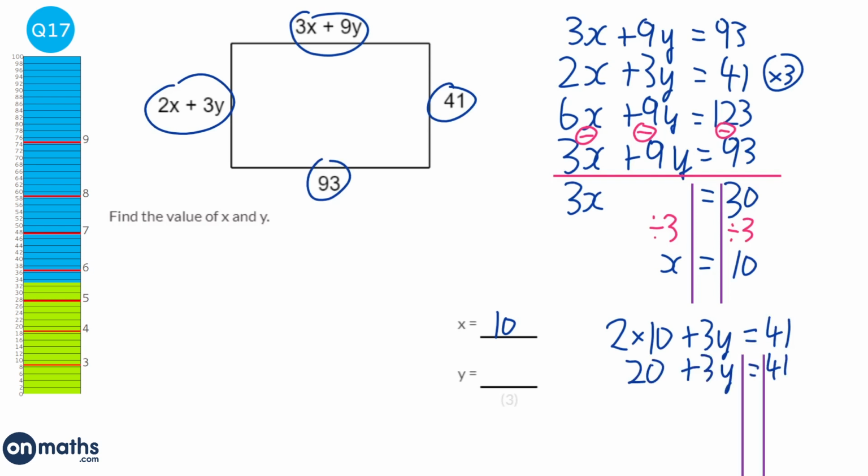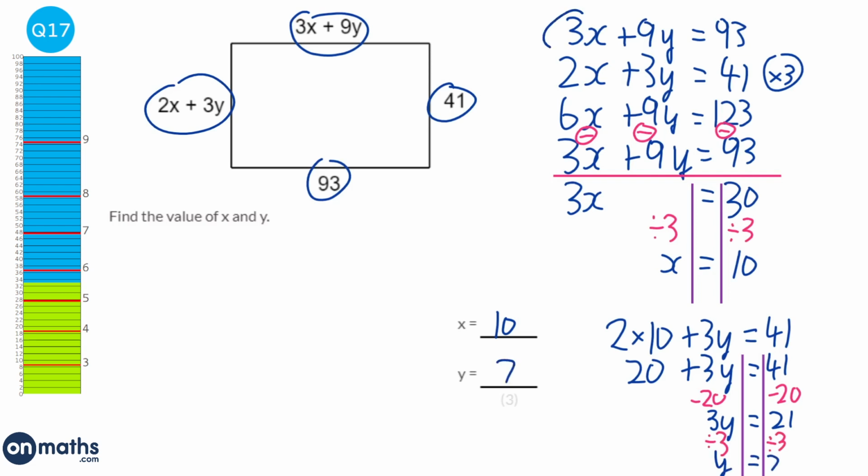Get my solving lines in, and we're going to take away 20 both sides. So we've got 3y equals 21. And then we're going to divide by 3 both sides, if I don't run out of room. So y equals 7. So we've got x equals 10, y equals 7.